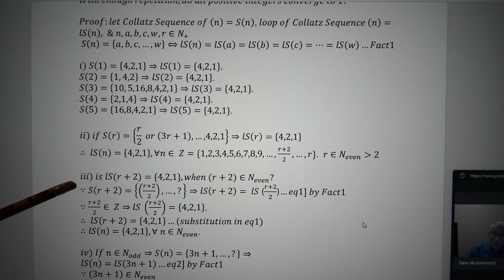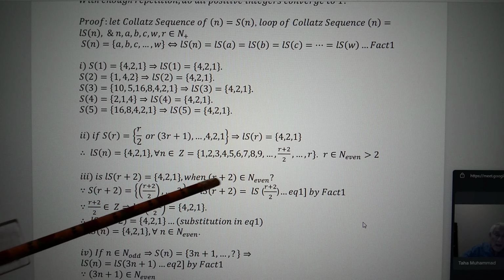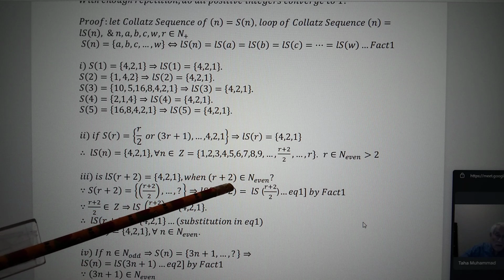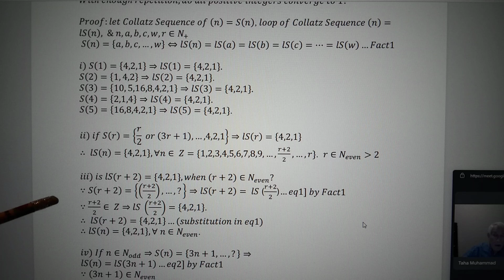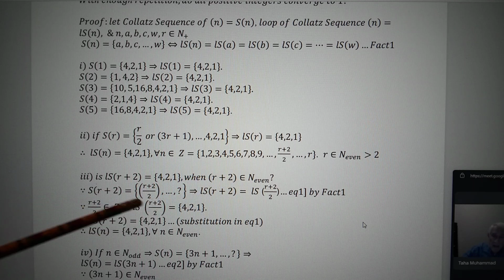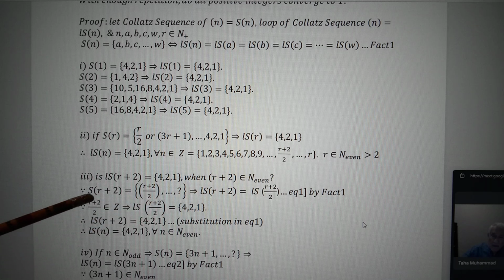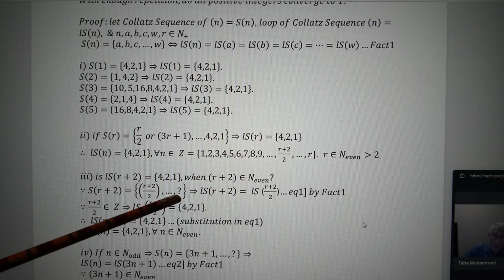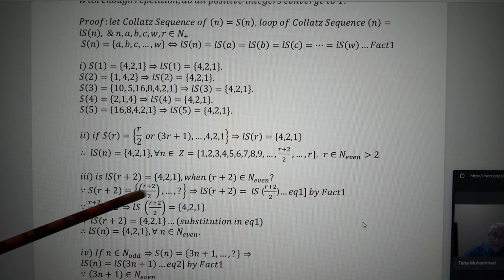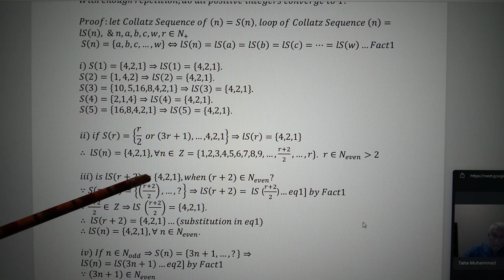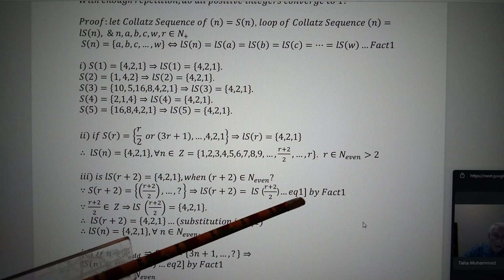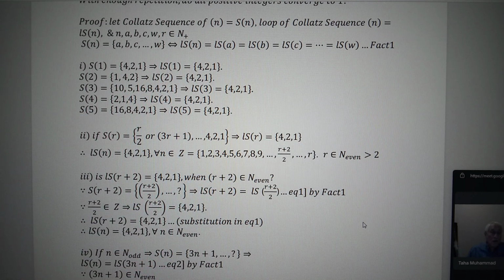Number 3, I go to the next step. If R is correct, what about R plus 2, is it still 4 to 1? See, I am asking, is the loop for R plus 2 equal to 4 to 1? Question mark. R plus 2 is even, of course. How do I prove that? I will take this even number and use the rule of Collatz. If even, divide by 2 and go, we don't know where yet. But I know the fact: the loop of R plus 2 is the same as the loop of R plus 2 over 2. See? I name it equation 1. This is by fact 1. This fact 1 belongs to me. I have a copyright.